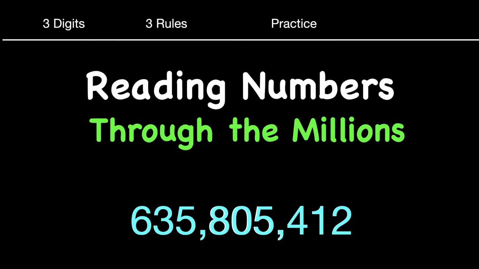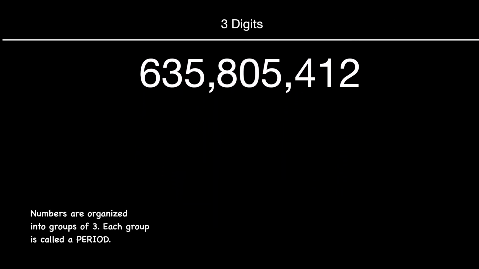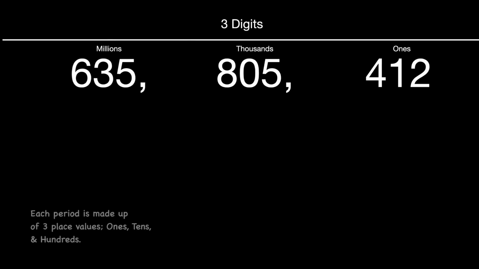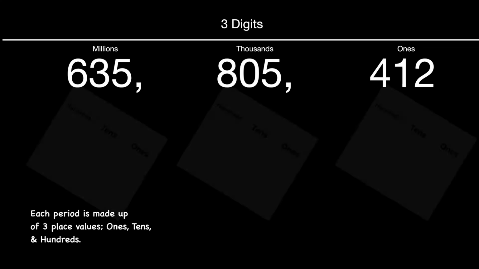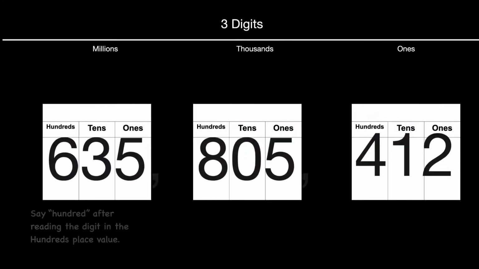This lesson will talk about how to read three digits, three rules. We'll practice some different kinds of numbers and solve a couple of problems. So numbers are organized into groups of three. Each group of three is called a period. So we'll bring our periods back in. Let's split them up. And each period is made up of three place values: ones, tens, and hundreds. And that's true for your thousands period and your millions period.